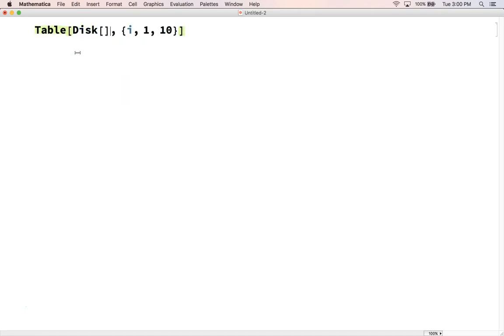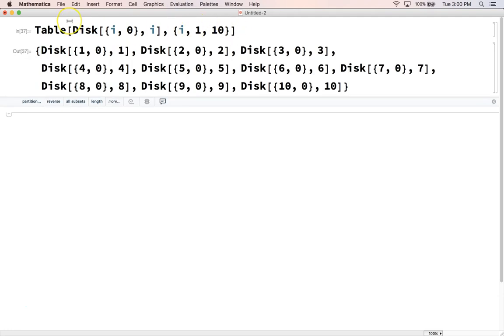Remember that disk takes two inputs, the center and the radius. So let me do the radius. And the center we have to think about a little bit more. Let me actually start out by making it incorrectly. So let me say the center is at {i, 0}. So that's like saying center {1, 0}, center {2, 0}, so on all the way up to {10, 0}. So there we go. That made the list.